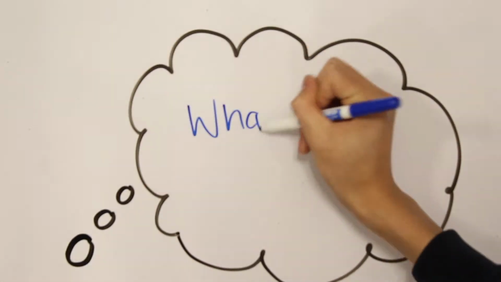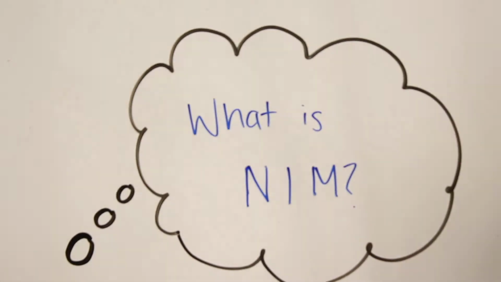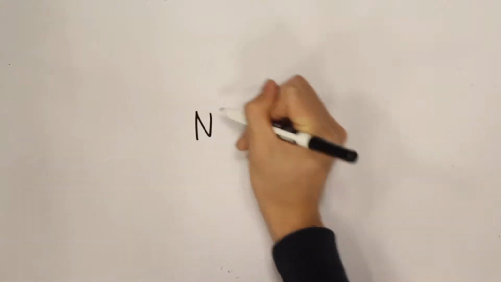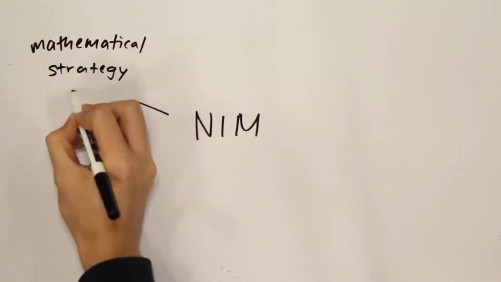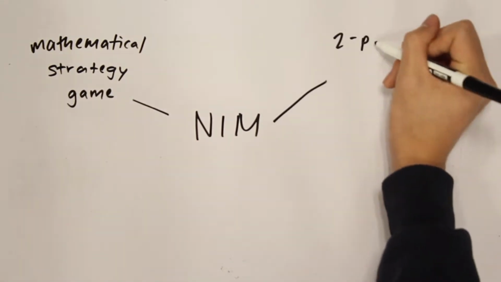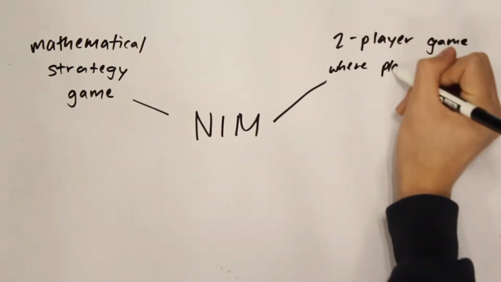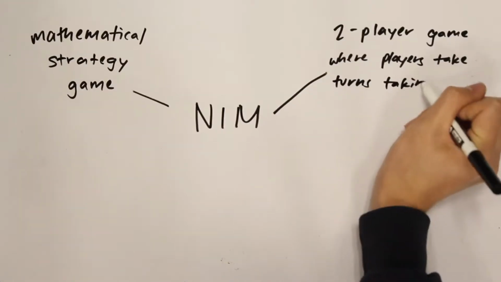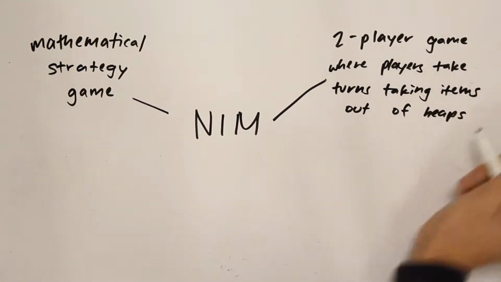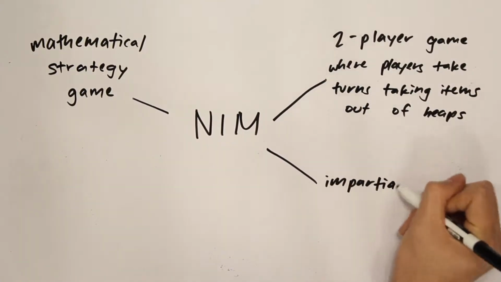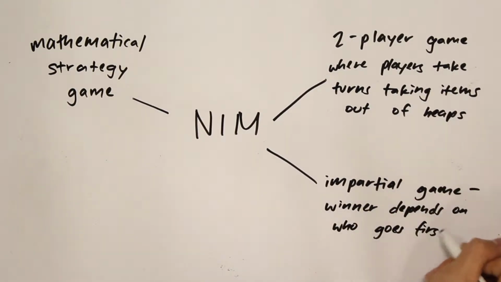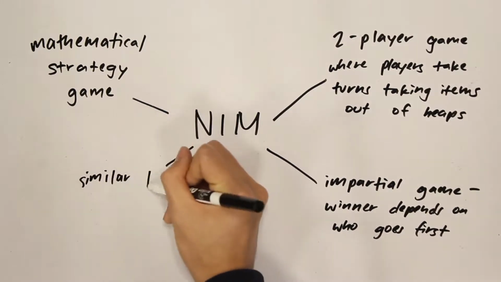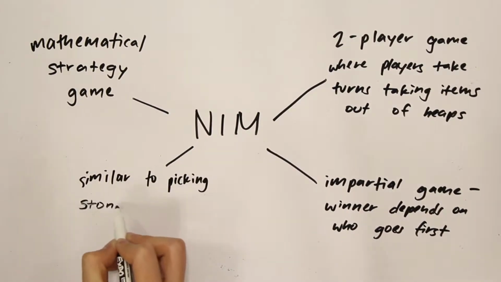You all may be thinking, what is NIM? Well, NIM is a mathematical strategy game which led to some of the biggest advancements in combinatorial game theory. It is a two-player game where players take turns taking items out of heaps. It is considered an impartial game, which means that the allowable moves depend on the position, not on which of the two players is currently moving. This is similar to games like Picking Stones and Mancala.